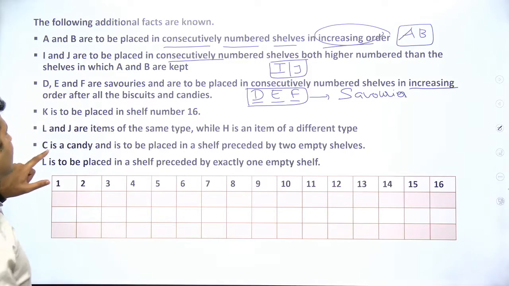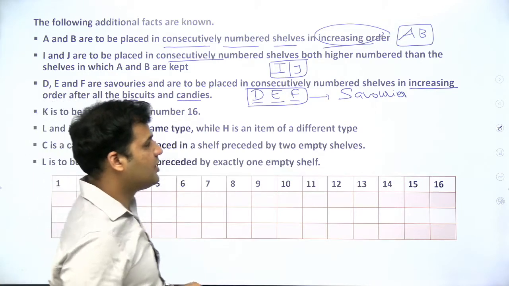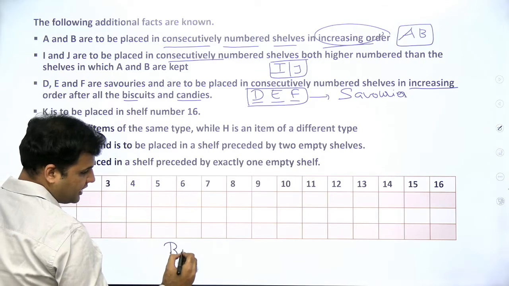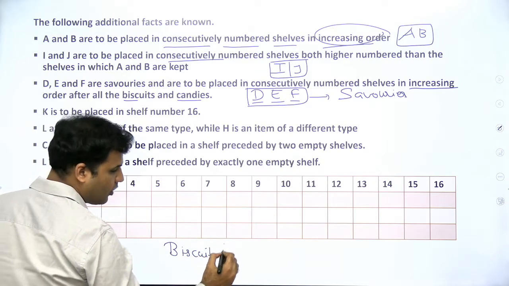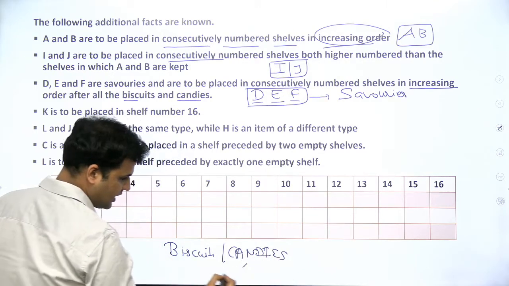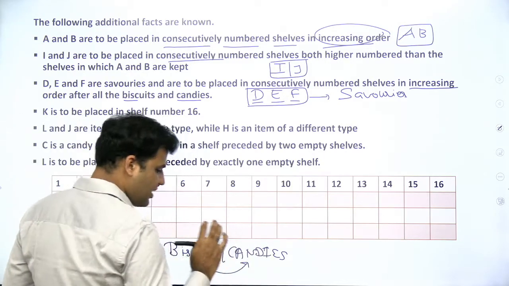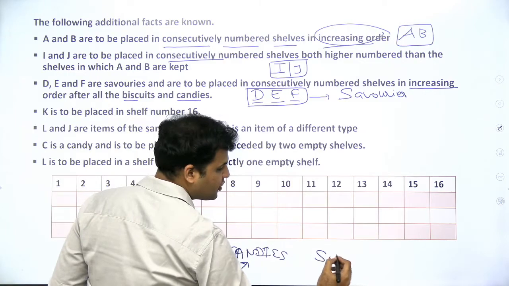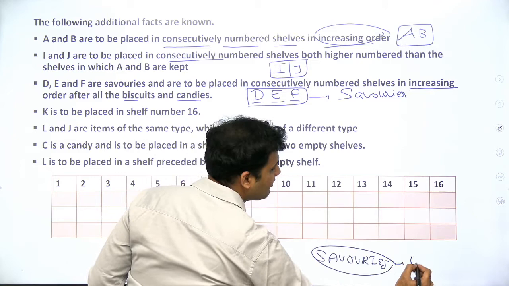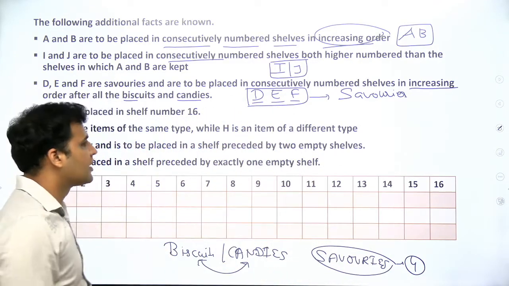And it is also mentioned that they are supposed to be placed after biscuits and candies. That means first on this complete shelf, either biscuits or candies will be coming, right? Candies can be first and biscuits can be second also, but savories are coming after biscuits and candies. That means the third position will be of savories. And how many savories do we have, guys? We have 4 total savories. Out of these 4, 3 are mentioned over here, which are D, E, and F. Okay.